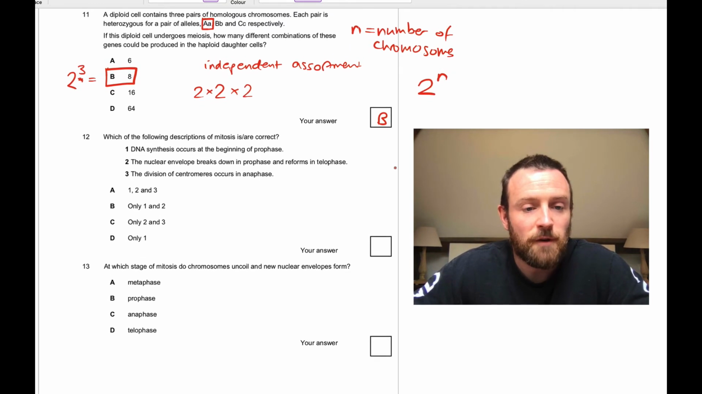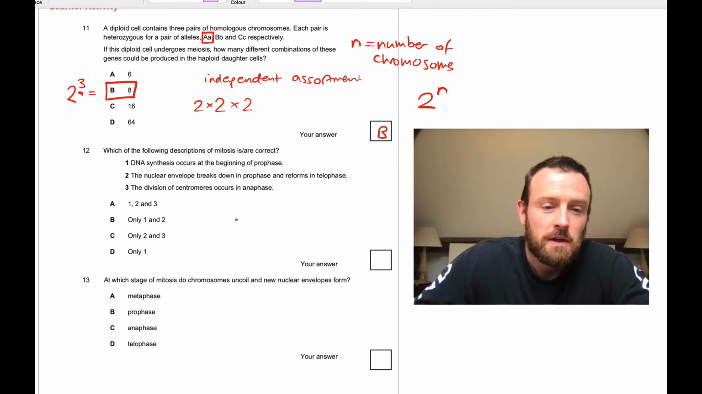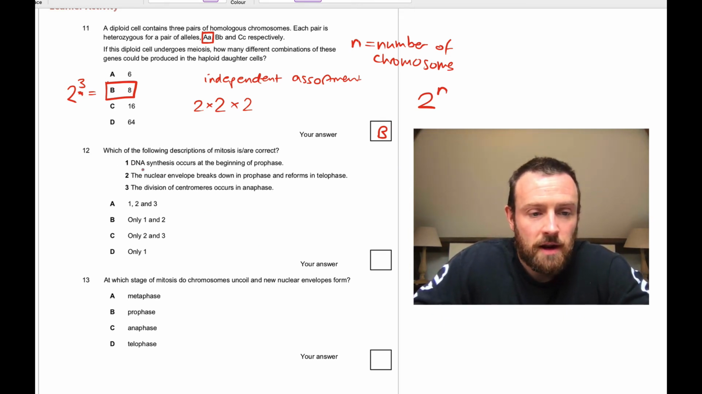15. Which of the following descriptions of mitosis is or are correct? This is certainly not correct. DNA synthesis occurs at the beginning of prophase. No, it doesn't. It's not in mitosis, it's in S phase. The nuclear envelope breaks down in prophase, yep, and reforms in telophase, yep. The division of centromeres occurs in anaphase.